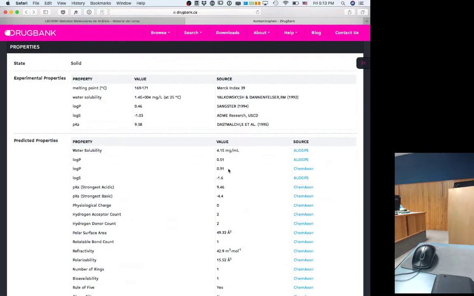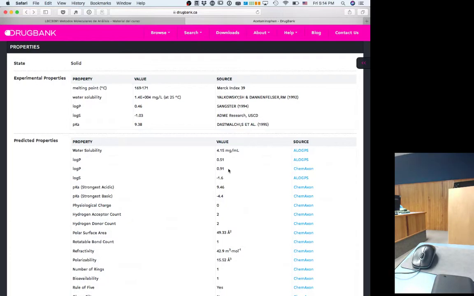Okay? So positive, it's hydrophobic. It could be considered a hydrophobicity scale. If log P is positive, it's more hydrophobic. If log P is negative, it's more hydrophilic. Because it's a logarithm, every unit that increases in the log P is an order of magnitude.